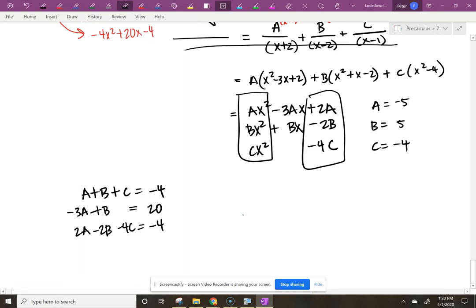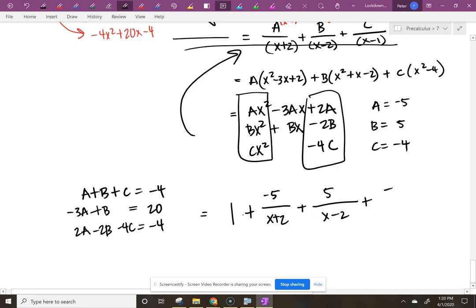So what does that mean? Our answer to this final problem, way back when we decomposed it, is 1 plus a negative 5 for A. And what was A under? X plus 2, if I look up here at the top of the screen. And then plus a 5. And what was B under or above? X minus 2, plus a C. What was C? Negative 4. And that was over X minus 1.